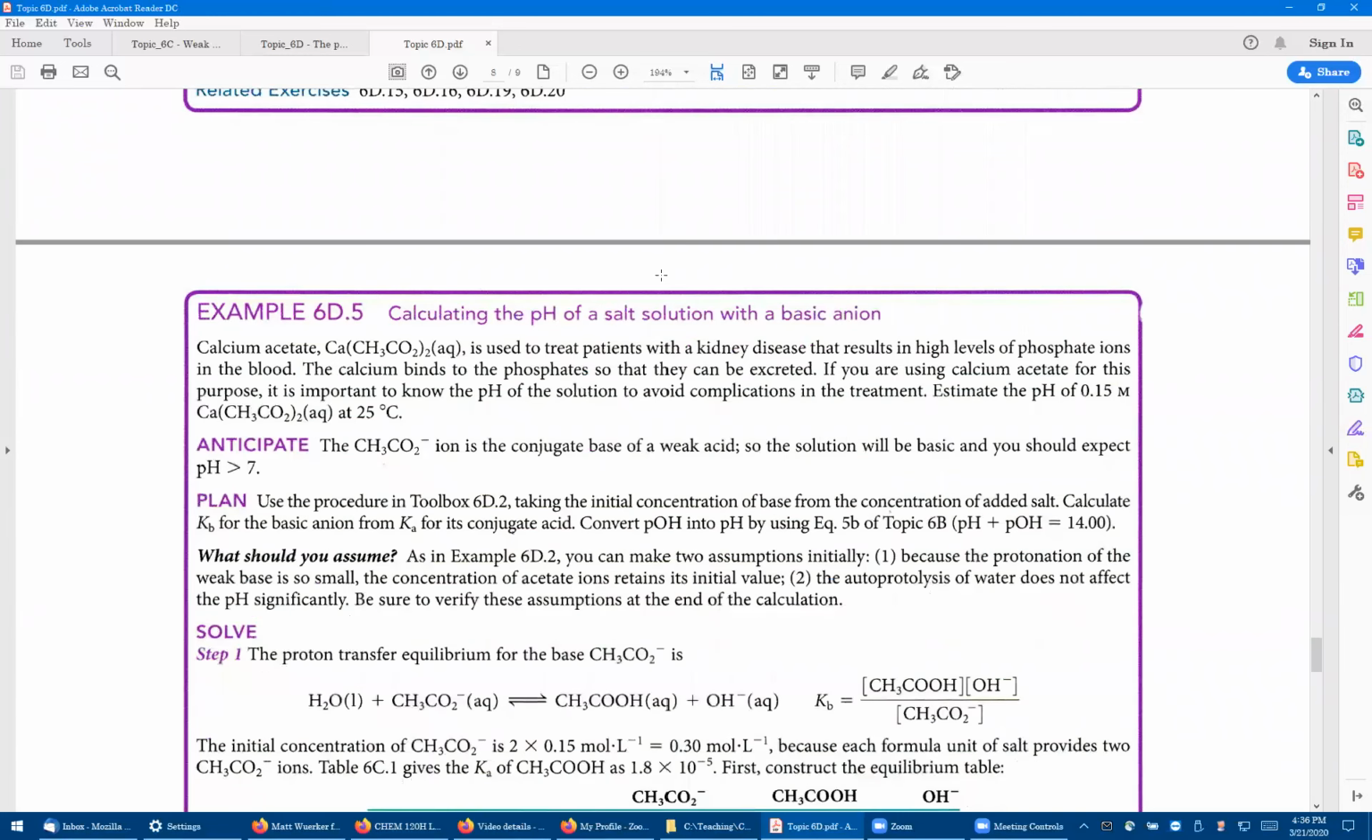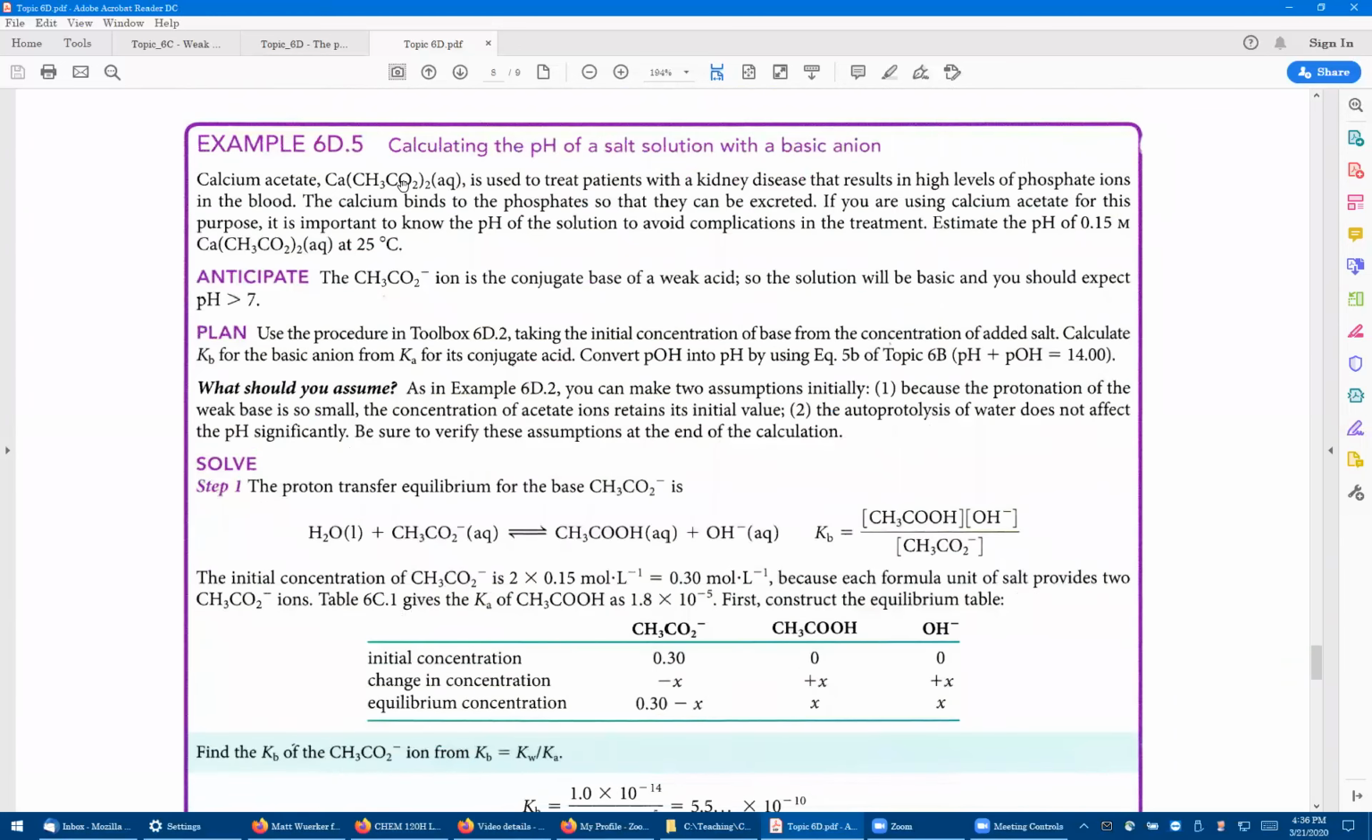So for our last problem, we'll look at the same thing, but for a basic anion instead of an acidic cation, calculating the pH of a salt solution with a basic anion. Calcium acetate. Again, there's some verbiage here. It seems to like medical applications.